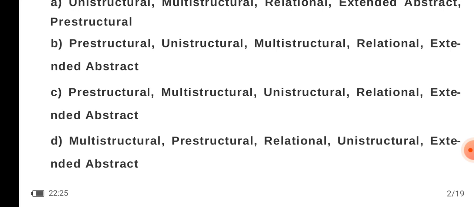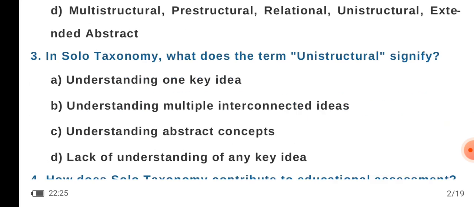Okay, the explanation is: this sequence represents the correct order of the levels of SOLO Taxonomy, starting from the least complex, pre-structural, to the most complex, extended abstract. Let's move on to number 3.